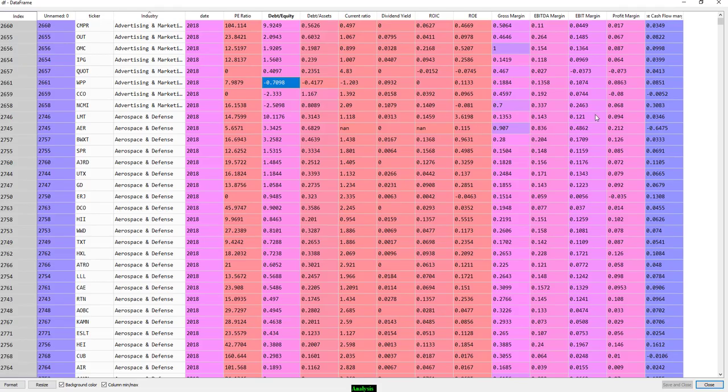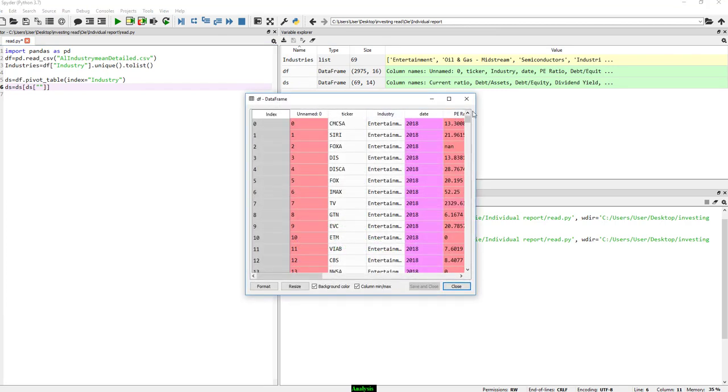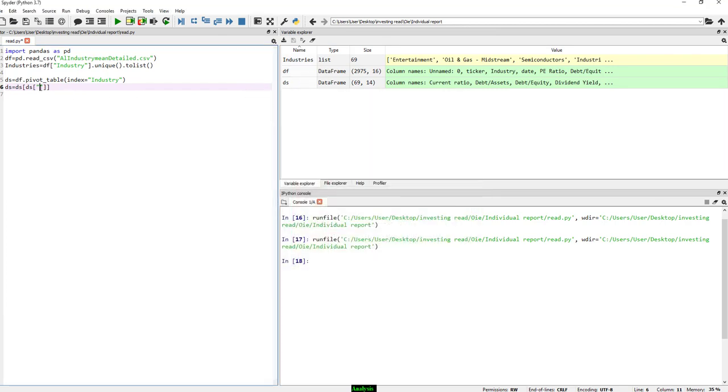So I would write, I would say df where P ratio, the R capital is more than 1. I would say another condition. So we want everything greater than 1.